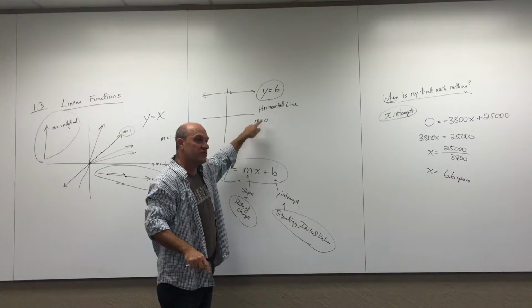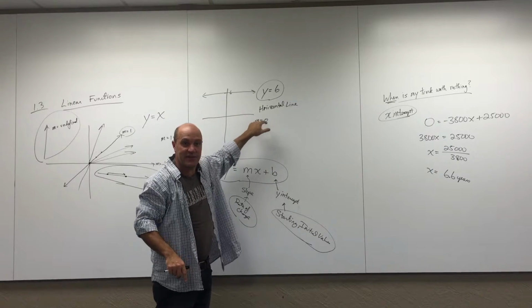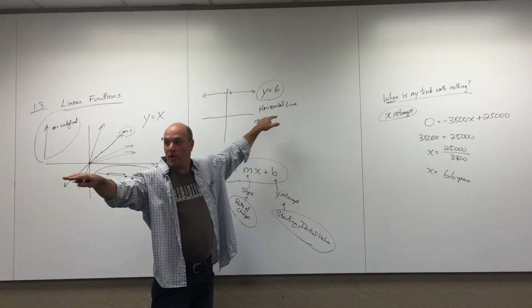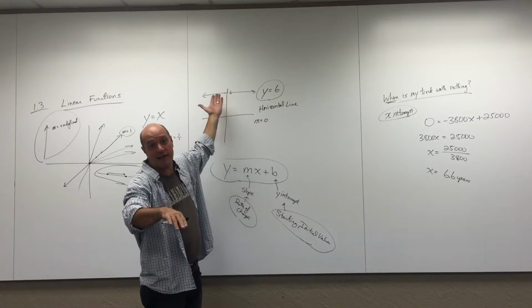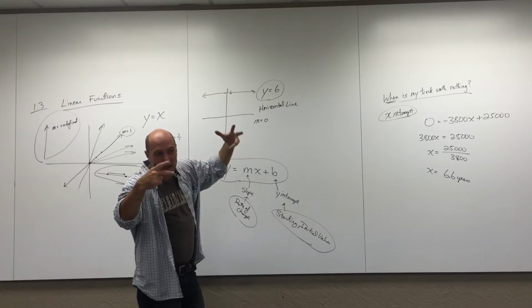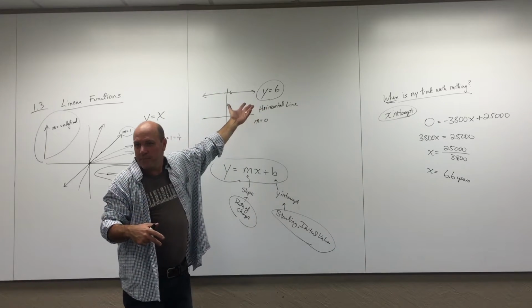Those thoughts should go together now. These are concepts that are tied together. A slope of 0, a horizontal line, a picture like that. And then the equation is just y equals a number.